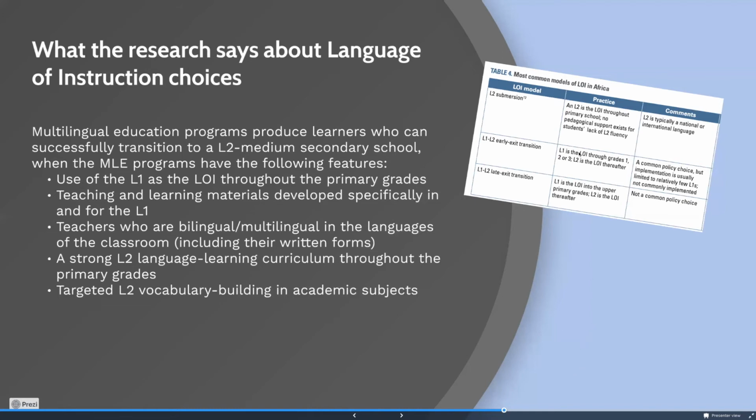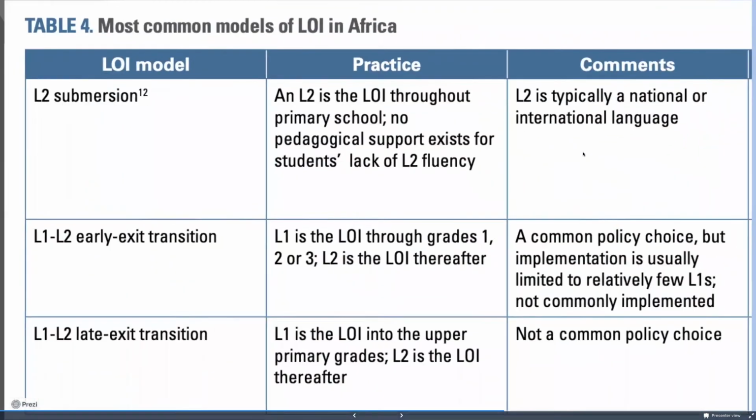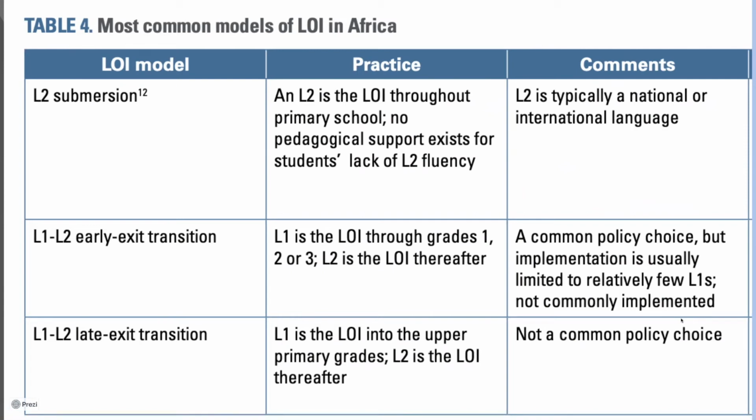So what actually happens? Well, there are three models that you can see in Africa related to language of instruction. By far the most common is what is called second language submersion, in which the second language is the language of instruction throughout primary school. And there's no pedagogical support given for students' lack of second language fluency. And typically the second language here is a national or an international language.